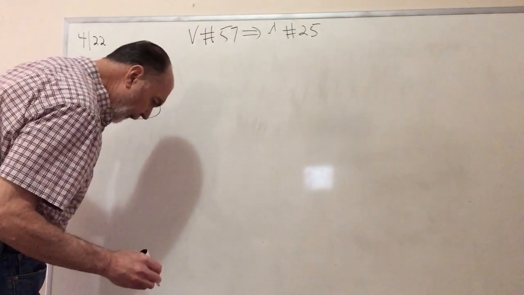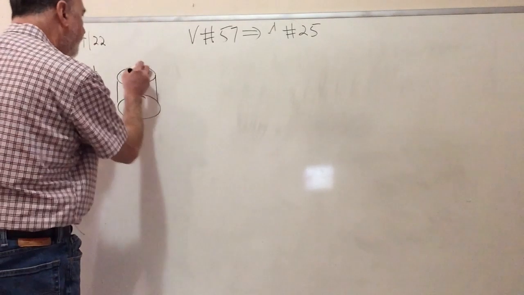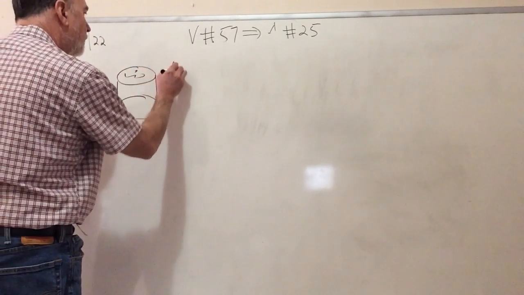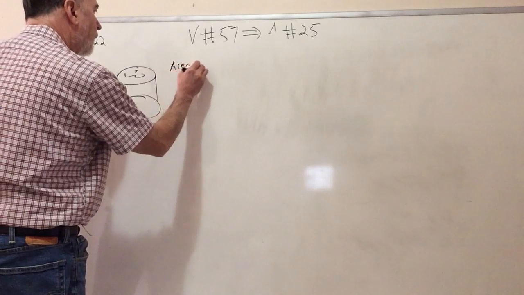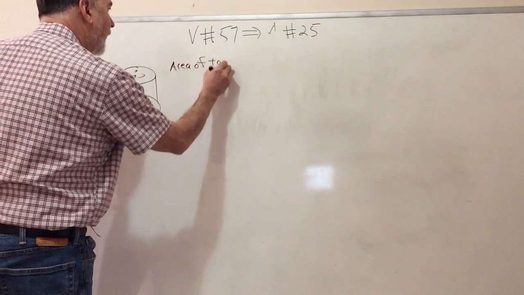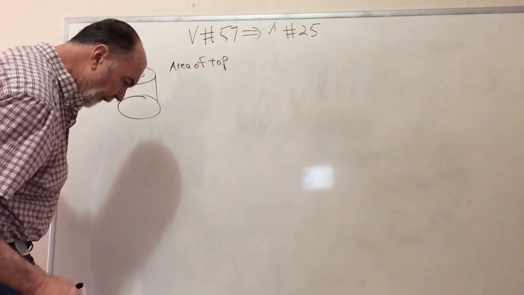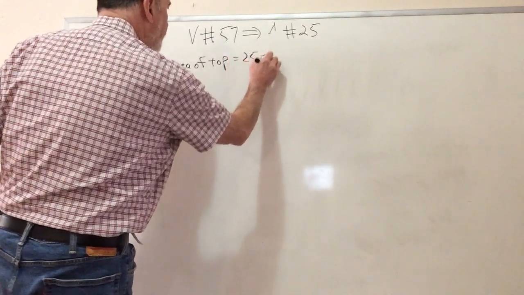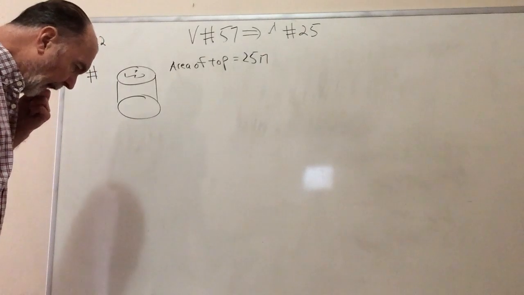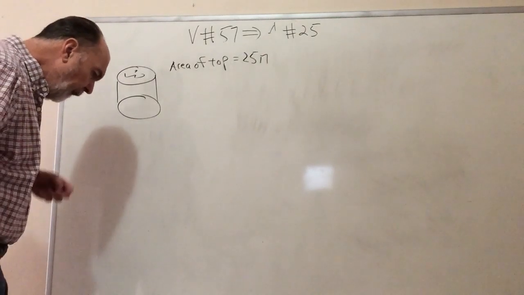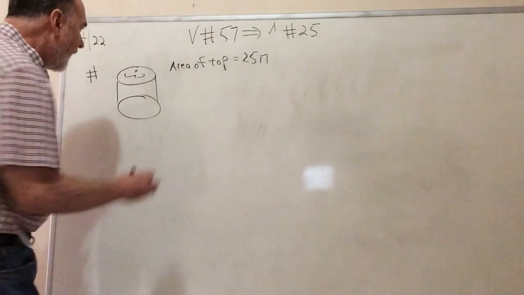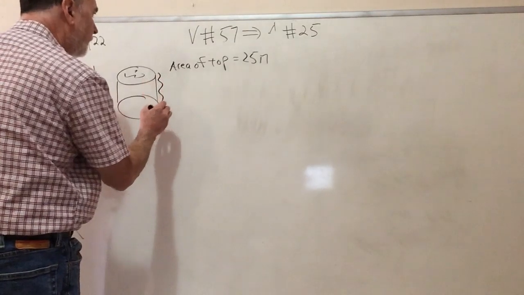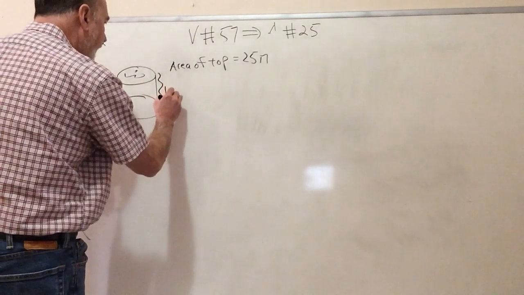Okay, and they tell you that the area of the top, that shouldn't be a big mystery, is 25 pi. Oh, that's nice. There's a perfect square. And they want you to find the lateral area given that the height is 8.